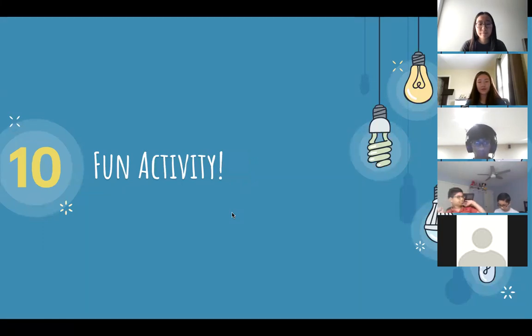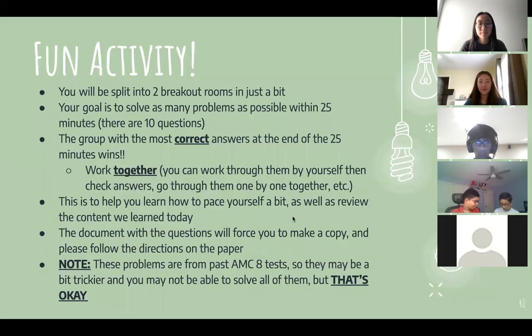Okay, so this fun activity is not a Kahoot, so we're going to have to explain this a little bit. Basically, you guys are going to be split into 2 breakout rooms in just a second. Your goal is to solve as many problems as possible within 25 minutes. There's 10 questions, so you will probably solve all of them. But the group with the most correct answers at the end of the 25 minutes gets to win. You don't really have any prize, but you just get to say you won.